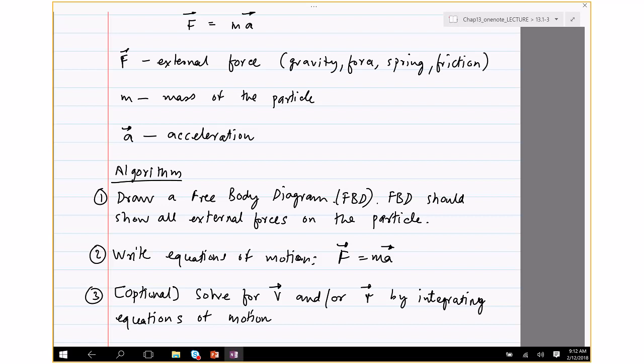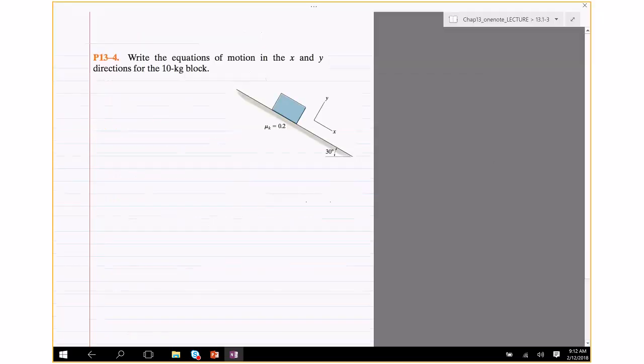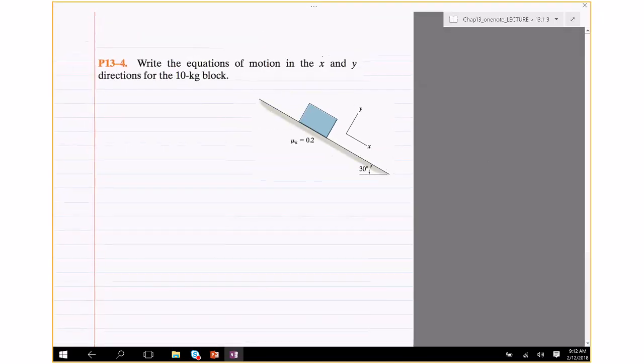So that's the recipe, and I'm telling you that people should not just ignore this part. They just jump into step 2, and that causes a lot of problems because you forget some forces. You do not get partial credit for this one. So I highly recommend that you draw a free body diagram in all the problems. Don't ignore them. Okay, so let me illustrate the 3 steps by just solving some problems today.